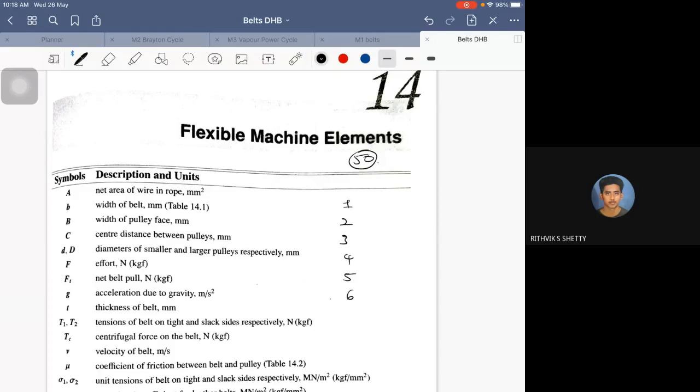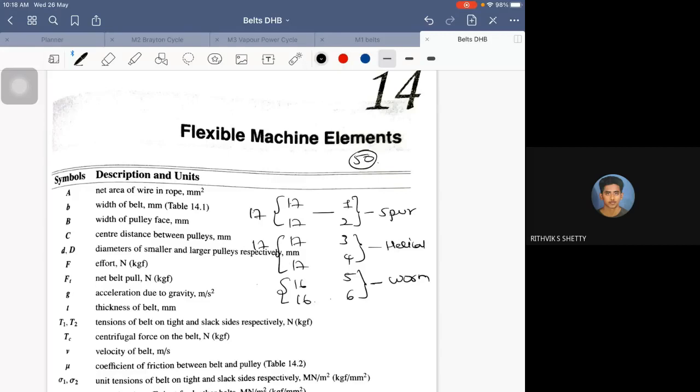Yes, sir. Okay. So the first 2 questions would be of a spur gear. Second 2 questions would be of a helical gear. And the next 2 questions would be of a worm gear. So these questions will carry 17 marks, 17, 17, 17, 16, and 16. Out of these 2, you have to choose 1 for 17. Out of these 2, you have to choose 1 for 17. Out of these 2, you have to choose 1 for 16, so that your total marks would be 50.